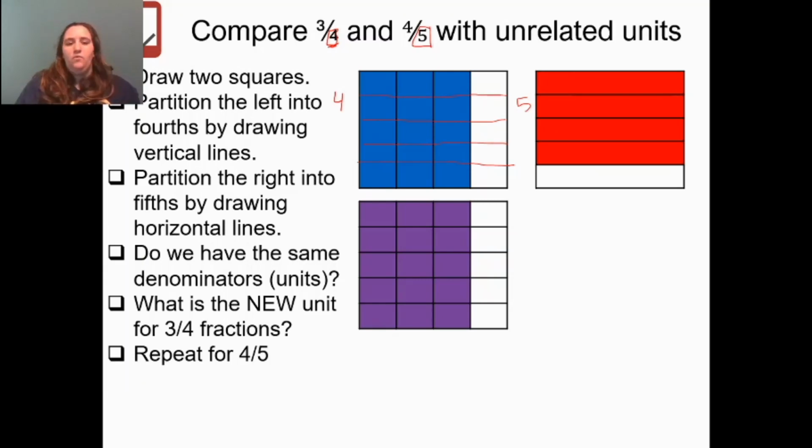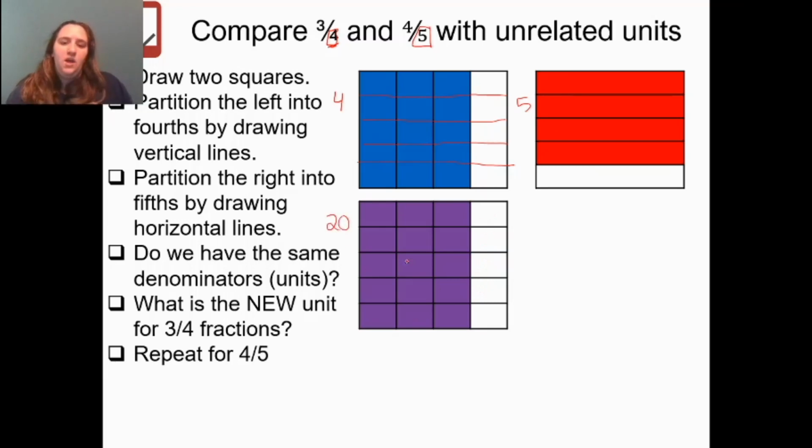Alright, now we're going to figure out what our new unit is for the fourths. How many boxes do we have here now? Let's see, we have 1, 2, 3, 4, 5, 6, 7, 8, 9, 10, 11, 12, 13, 14, 15, 16, 17, 18, 19, 20. So our new unit is 20.